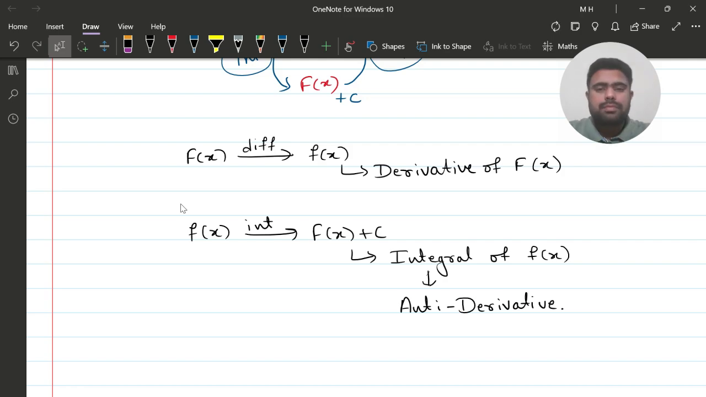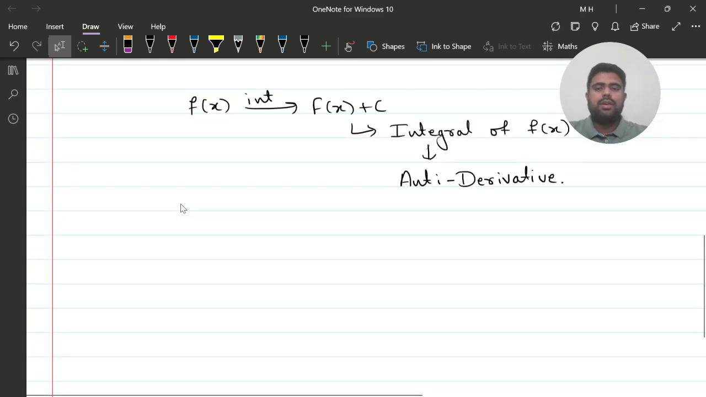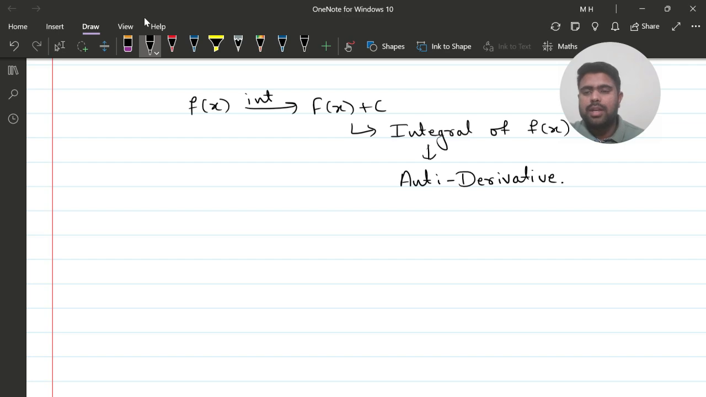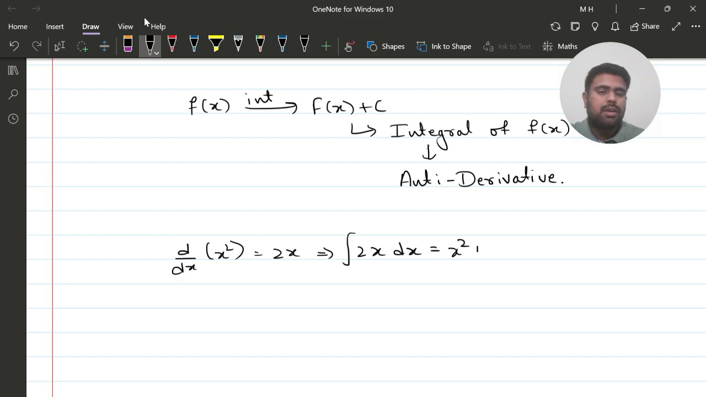Okay, now that's all about it. So now we can consider a few examples. Suppose, let's say, we know that d by dx of x square is 2x. So this implies if I integrate 2x with respect to x, I will get x square plus c. Similarly, if I differentiate any constant, I will get 0.